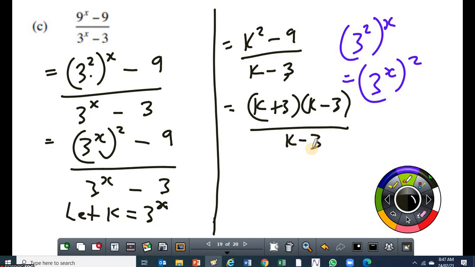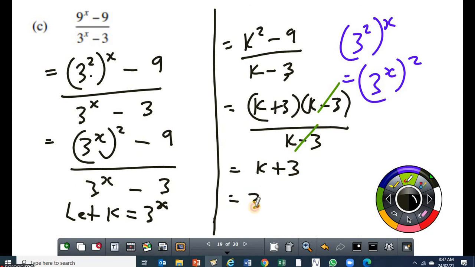Don't forget the answer must be in terms of x. So in the end, I'm going to put the 3 to the power of x back. The k method, or the substitution method, helps me to make it simpler, because to factorize this as it was is a little bit more complex. So these two will cancel out because they are like terms, and you'll be left with k plus 3. But what is k? k is equal to 3 to the power of x. So I'll put back my 3 to the power of x.